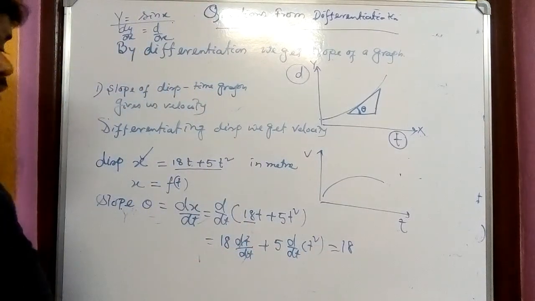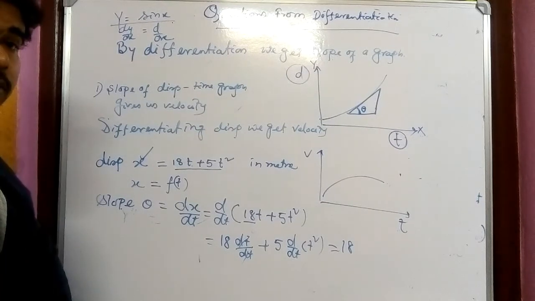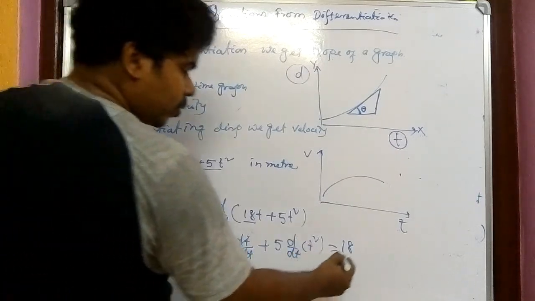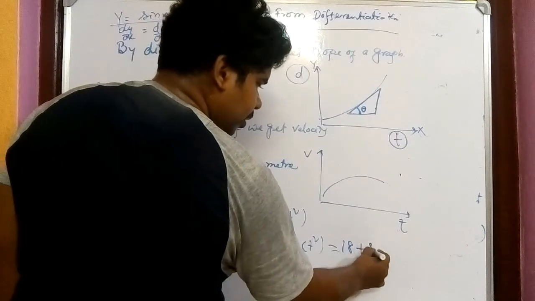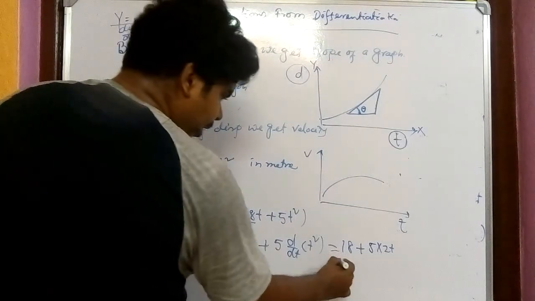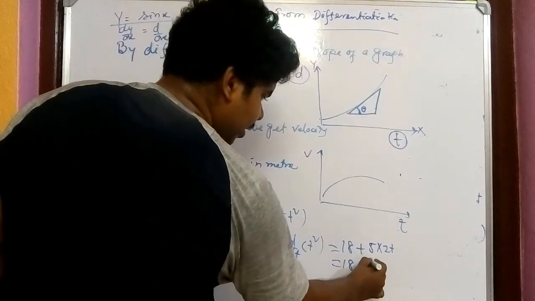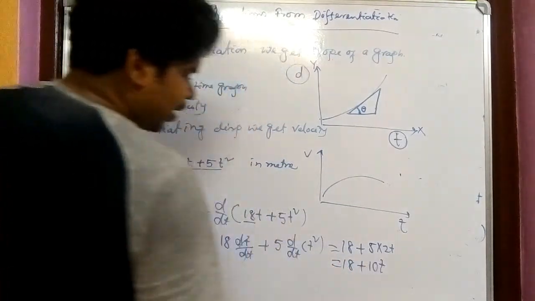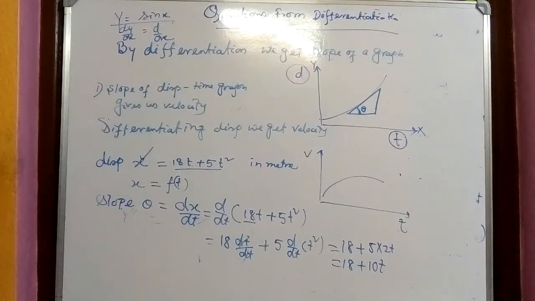If d/dx of x square equals 2x, so d/dt of t square will be 2t, plus 5 into 2t, right? So it will be 18 plus 10t. That is our velocity. 18 plus 10t, that is our velocity, right? So if the displacement is given to us, we are able to find the velocity.